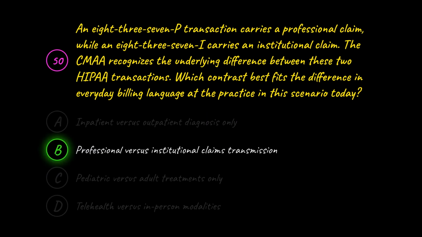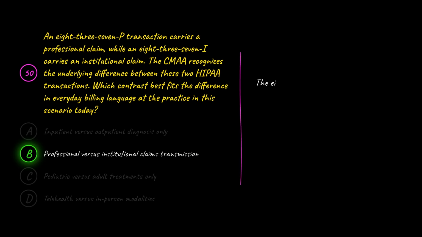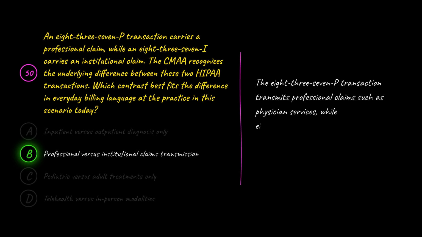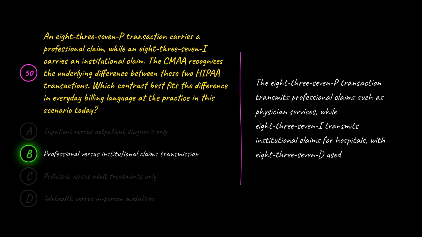The correct answer is B. Professional versus institutional claims transmission. B is correct because the 837P transaction transmits professional claims such as physician services, while 837I transmits institutional claims for hospitals, with 837D used for dental services in the family.